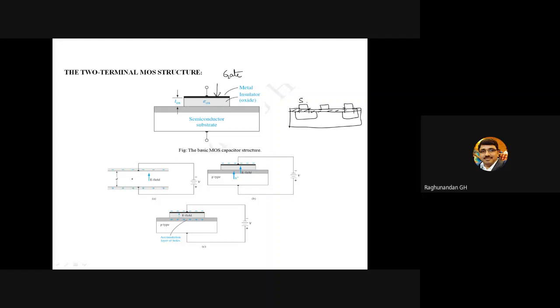The source and the drain were having contact with the N well, but the gate was not having any contact, right? The gate was separated from the channel by a SiO2 layer, or an oxide layer. Now just imagine this gate is also a metallic contact, and here we have a channel.